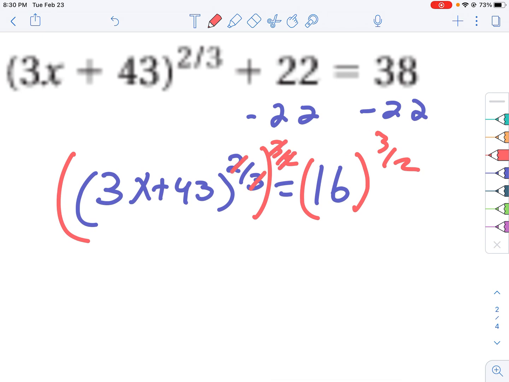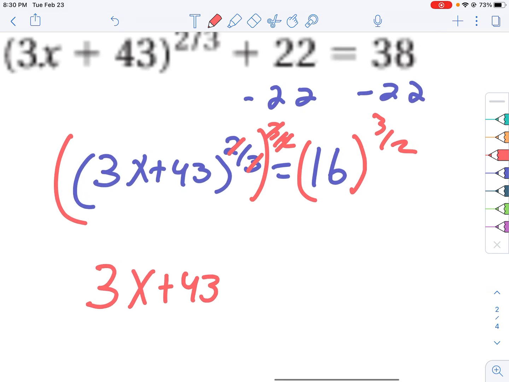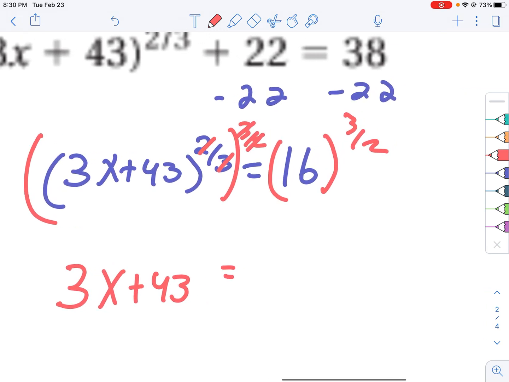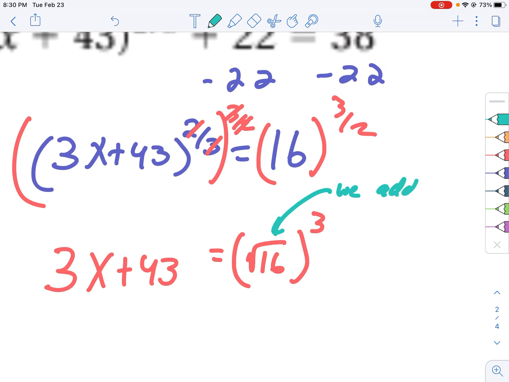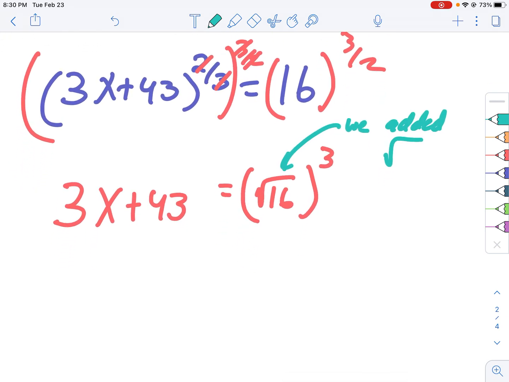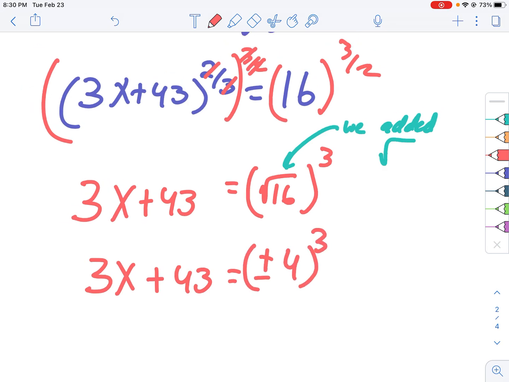Okay, that's going to cancel everything on this side, and you're just left with 3x plus 43. On the right side, though, let's rewrite this into its radical form. This is the square root of 16 cubed. We added this square root. Whenever you add a square root into a question, you have to put plus or minus. So in my next step right here, I'm saying 3x plus 43 equals plus or minus 4 cubed.